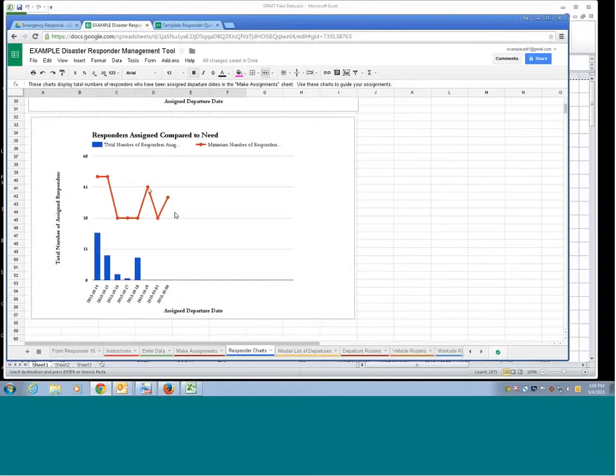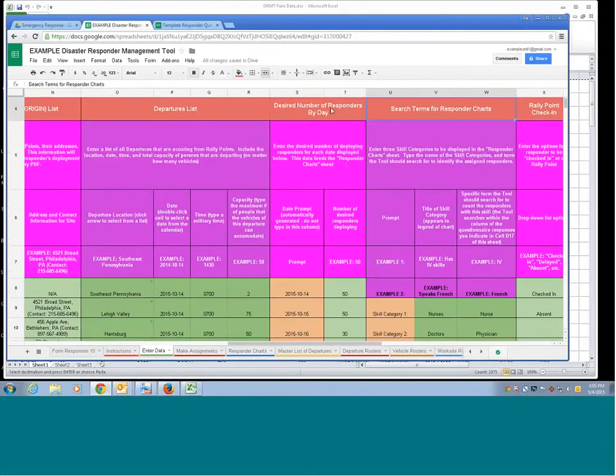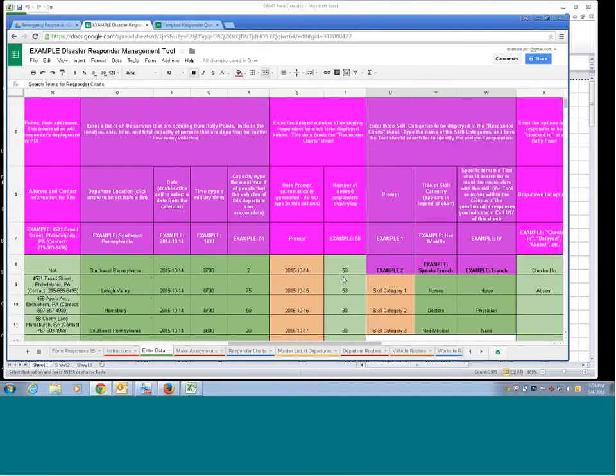Also, there's a graph here that says responders assigned compared to need. And this is the total number of responders on that day who are leaving or departing. And this red line is a graph of that number that you just input saying the total number needed. And so you can sort of see where you are in meeting your need. So going back here, again, these numbers in the desired number of responders are what's generating that red line.